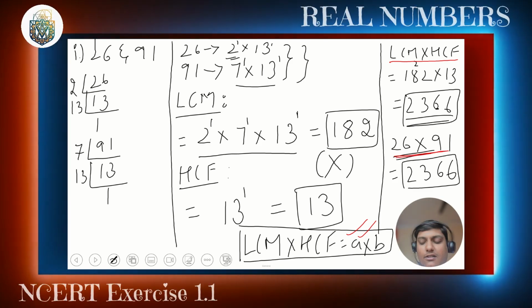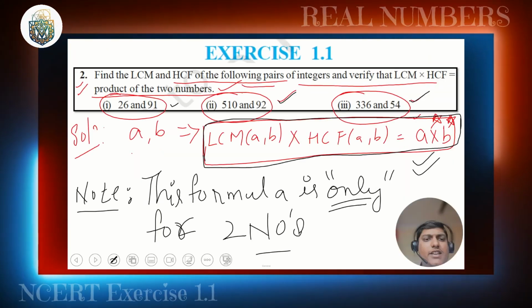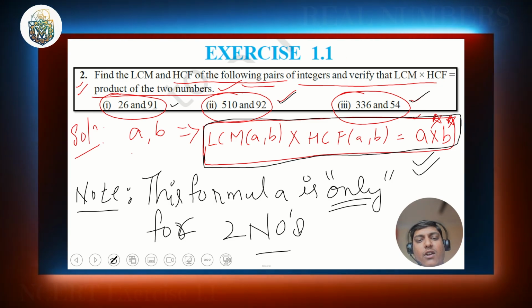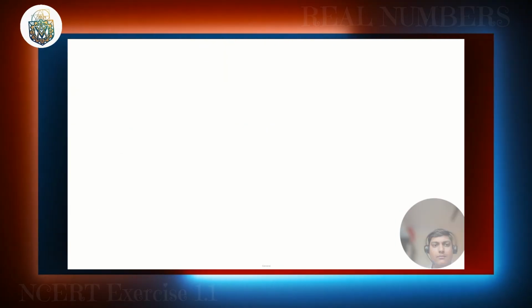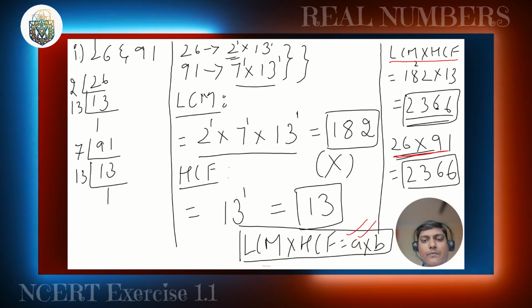Okay, we'll solve the next question also, and we'll see how we can find it out. So the next question is we have to find the LCM and HCF for 510 and 92, correct? 510 and 92. Okay, so we'll just see that.